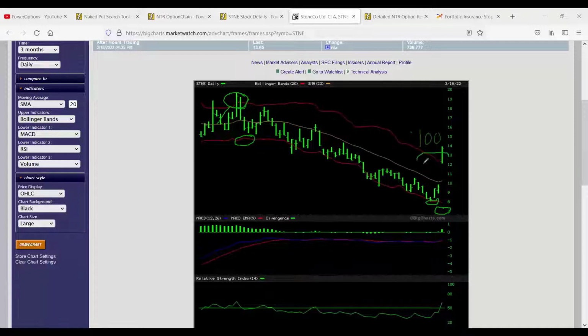But with a large move like this, recently even, it's probably jumped above its upper Bollinger Band. So you could use that as well to restrict the search. Let's go back.